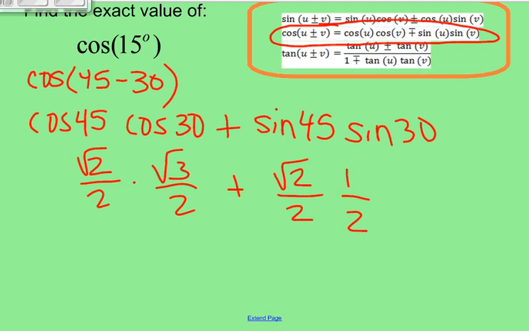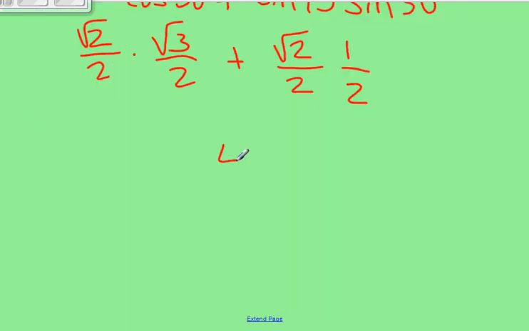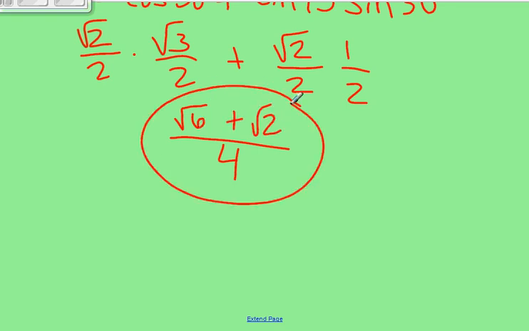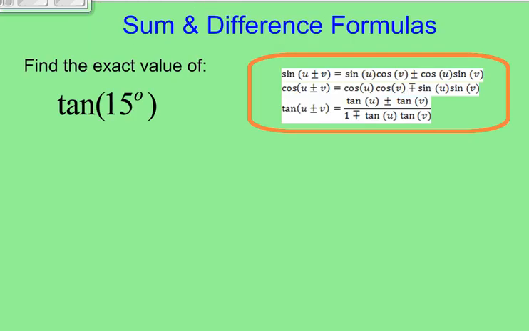Notice that the bases will multiply to give us 4 for both. And then in the top we get the square root of 6, because the square root of 3 times the square root of 2 is the square root of 6, plus the square root of 2, and that would be our final answer for the first one. You're going to see an answer that looks similar to this, just with some positives and negatives, very, very often when doing your sum and difference formulas for sine and cosine.